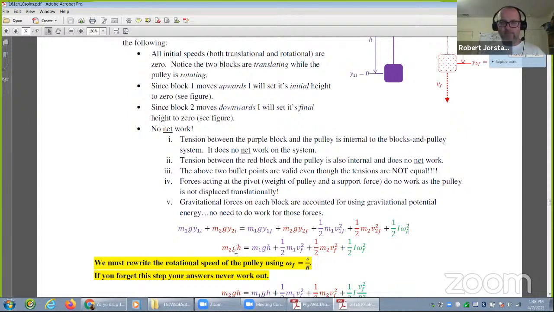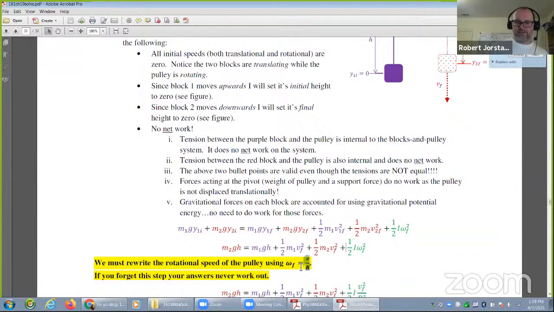So now I put in the zeros. y1 initial is 0, and y2 final is 0. So that's why those two drop out. Notice here I dropped the subscripts 1 and 2 on the speeds, because they are the same at the same radii.